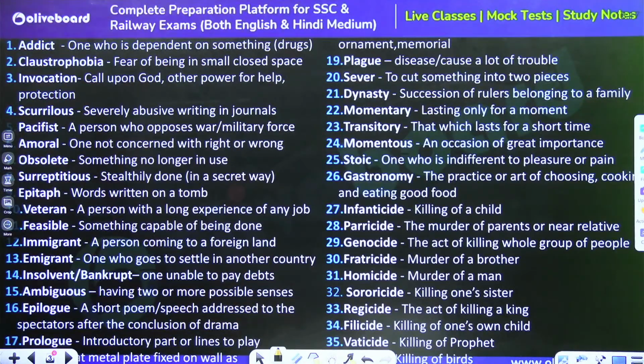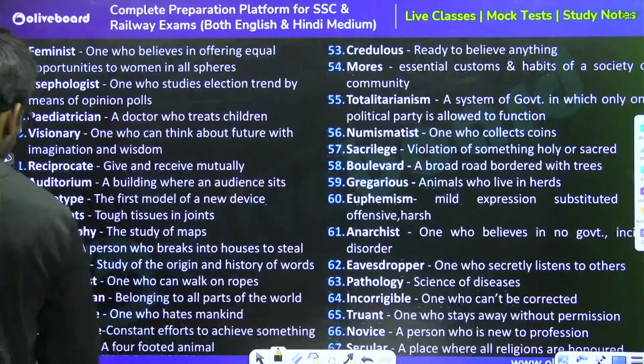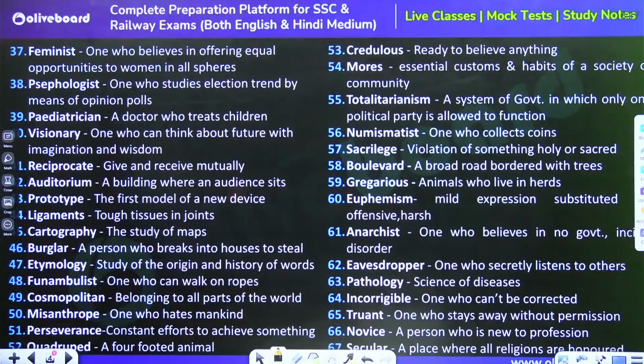And the last one, can one mention what the killing of birds is called in English? Avicide. Next. Please go through. Doubts welcome.